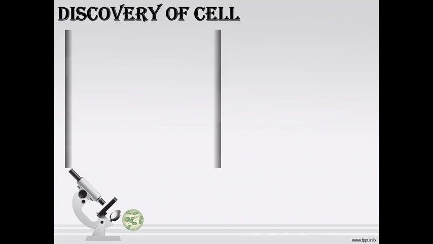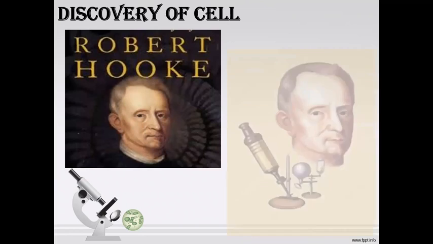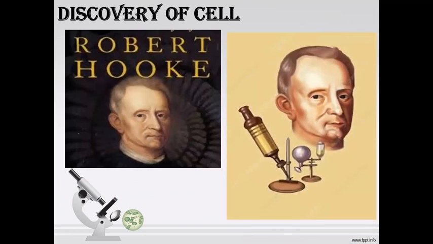Discovery of cell. Cells are so tiny that they cannot be seen with an unaided eye. Then the question arises, how was the cell discovered? How have we come to know about the existence of cells? Let's see the answer. The cells were discovered by an English scientist, Robert Hooke, in the year 1665.